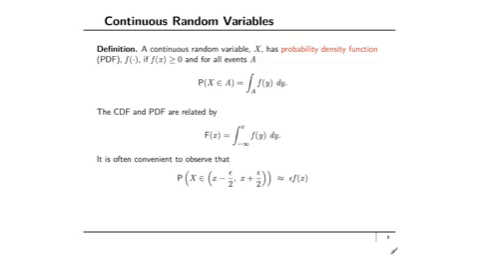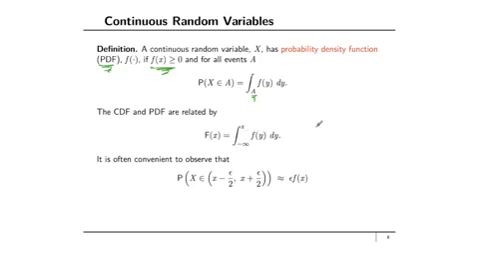Okay. So let me talk a little bit about continuous random variables. We say a continuous random variable X has a probability density function, or a PDF, f, if f of x is greater than or equal to 0, and for all events A, the probability that x is in A, or the probability that A has occurred, is the integral of the density f of y dy over A. The CDF, cumulative distribution function, and the PDF are related as follows. F of x is equal to the integral from minus infinity to little x of f of y dy.